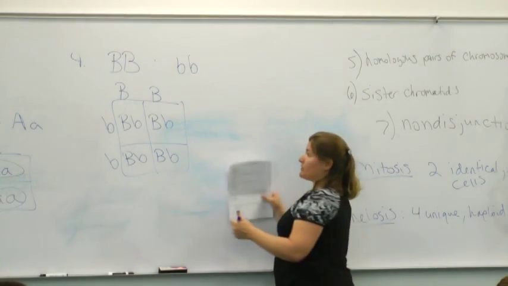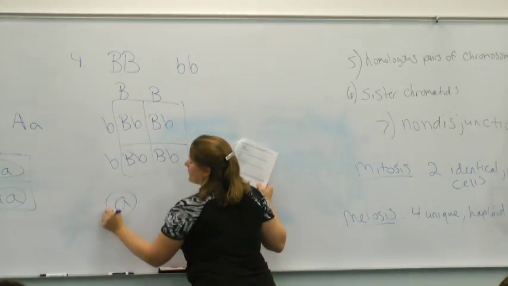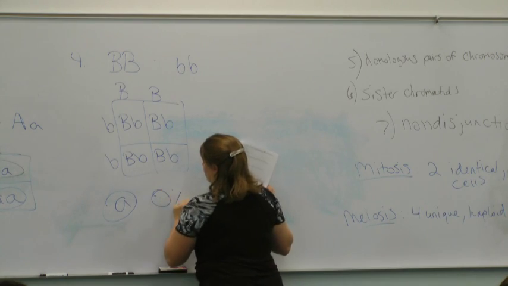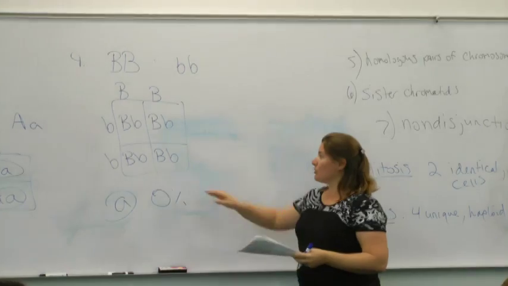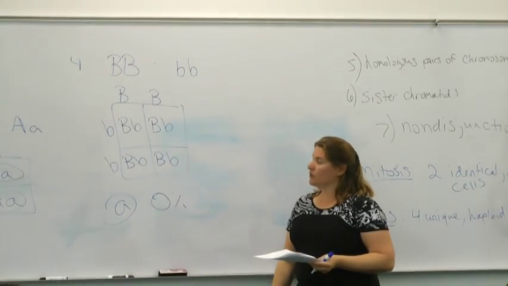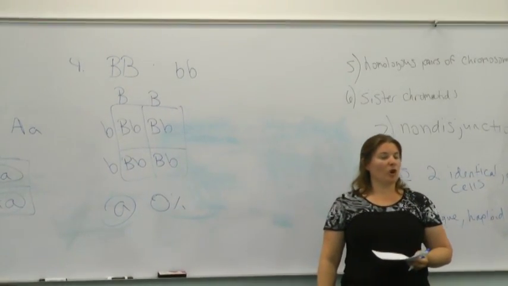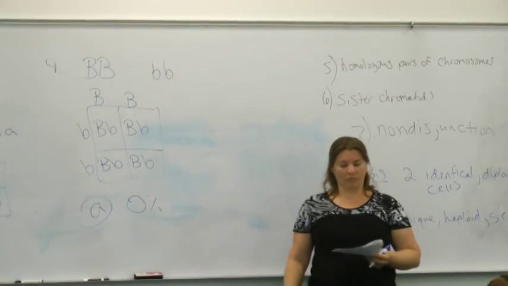So the question is, what percentage of the offspring can this cross be expected to have white fur? The answer is 0%, right? Letter A, 0%. Because the only way to have white fur is to be little b. There's no little b's here. All heterozygous, all brown. Okay?